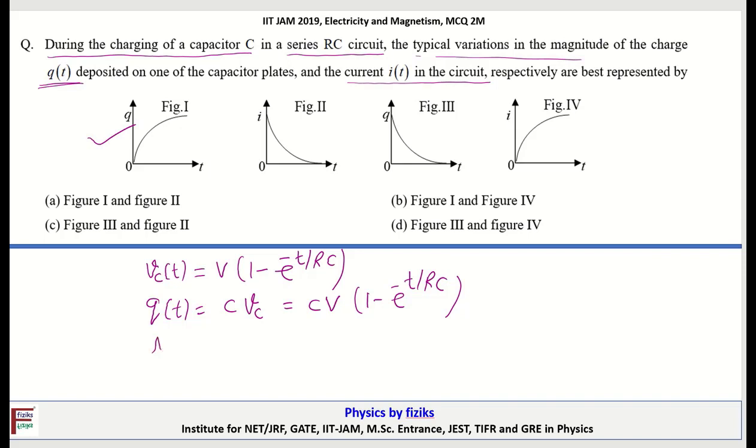Now we have to check for current I(t) in the circuit. That is given by C dVc by dt. And if we calculate this, we will get V by R exponential minus t by RC. So current is exponentially decreasing. So this is correct. So options 1 and 2 are correct.